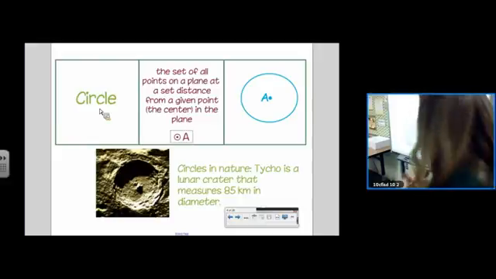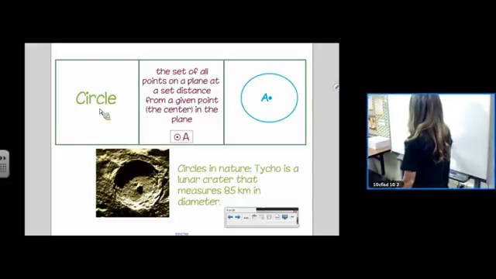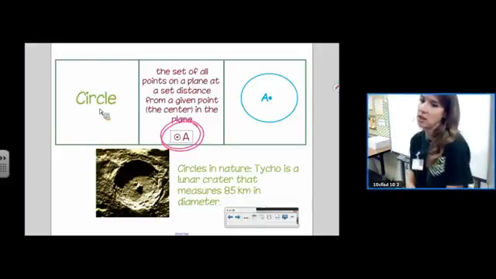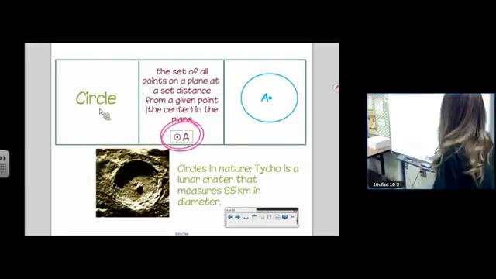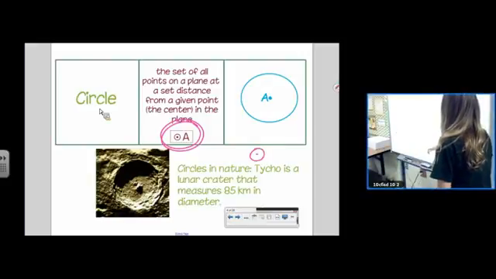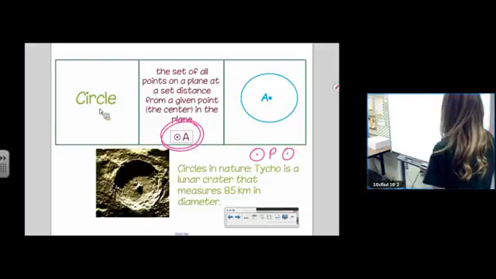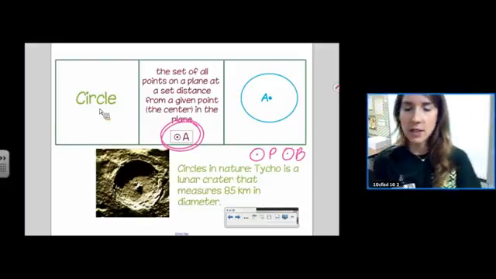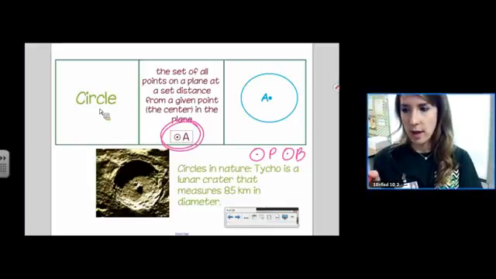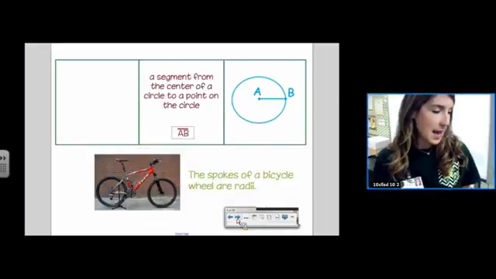We're going to name it with a capital letter, and you need to write this in your notes. This is the notation. How do you name a circle? You could call it circle P if the center's name was P, or circle B. That's how you name a circle. Circle symbol, capital letter. What is the next word?